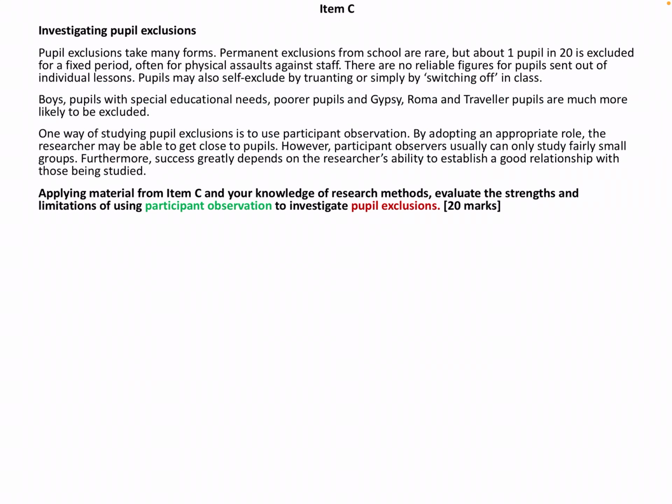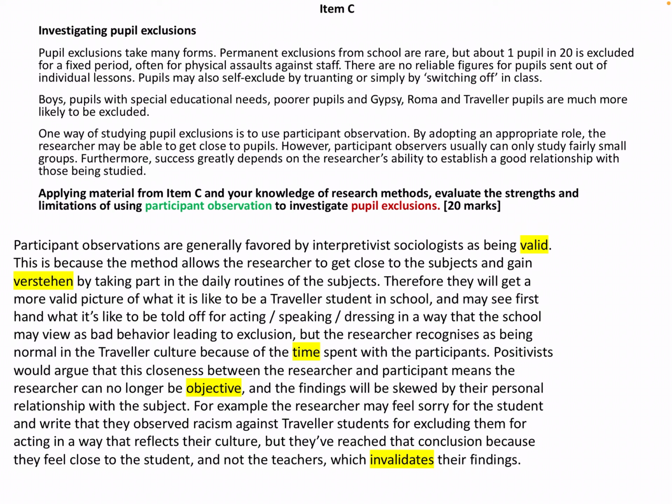So, I'm just going to leave you with this final slide to have a read through. It is my go, if you like, at a positivism versus interpretivism evaluation of participant observation on pupil exclusions. Okay, so you can read through that, you can pause it. I've done some highlighting of concepts, but that's not really the most important thing. I just want you to be aware of the marking annotation here.